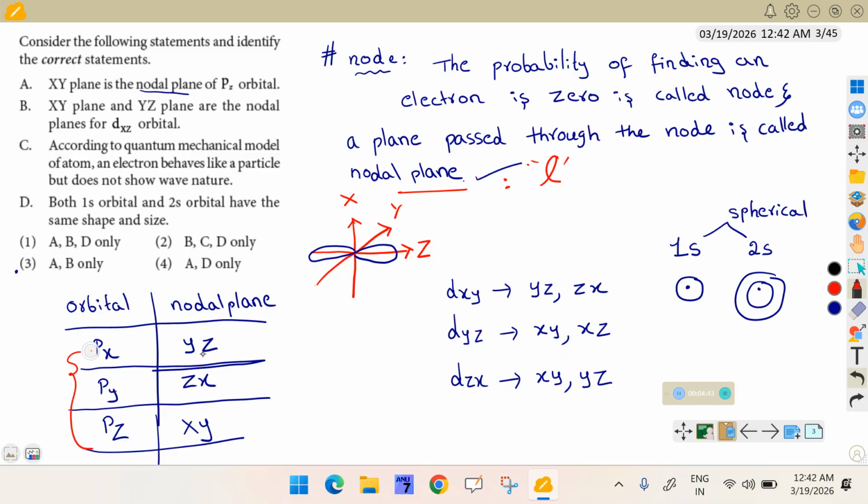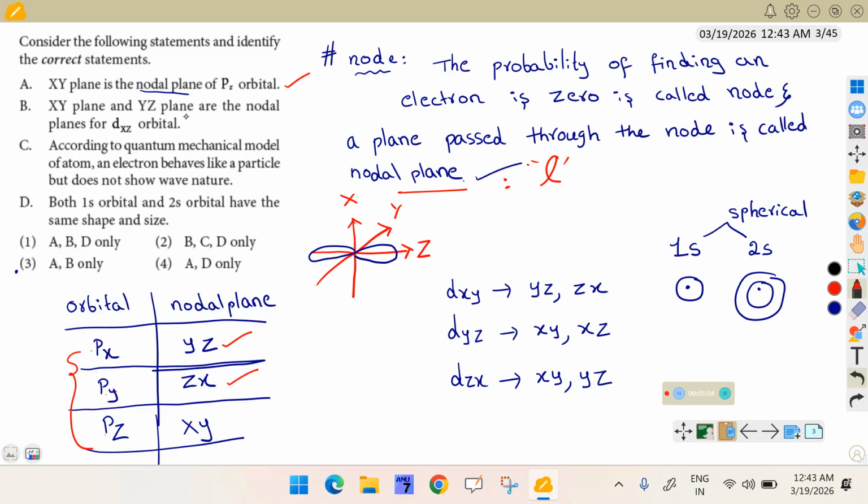For px orbital, the yz plane is the nodal plane. For py orbital, the zx plane is the nodal plane. For pz orbital, the xy plane is the nodal plane. Based on that, for pz orbital, xy plane nodal plane is the correct option. Statement A is correct.